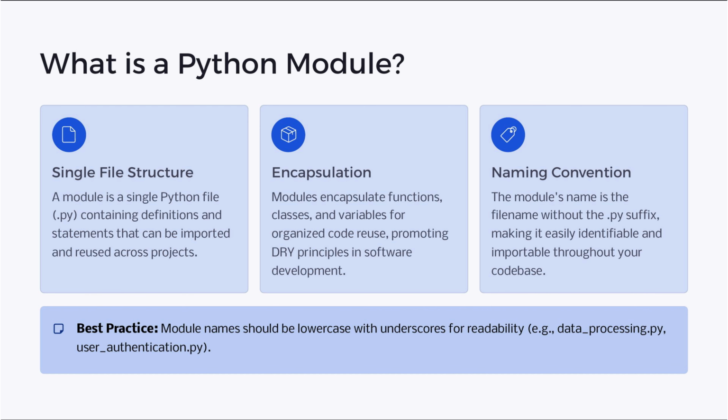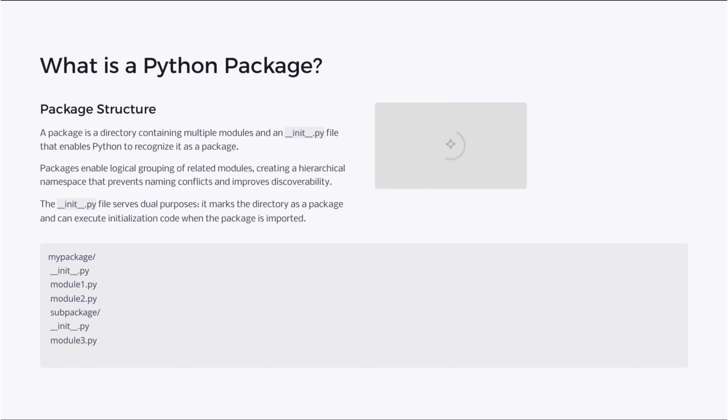A Python module is a single .py file containing definitions and statements, enabling code reuse across projects. Modules encapsulate functions, classes, and variables, promoting DRY principles. The module's name is the file name without the .py suffix, and best practices suggest using lowercase with underscores for readability, like data_processing.py or user_authentication.py.